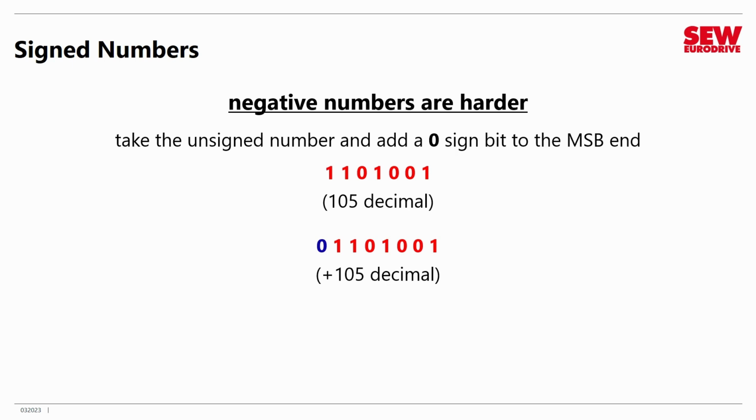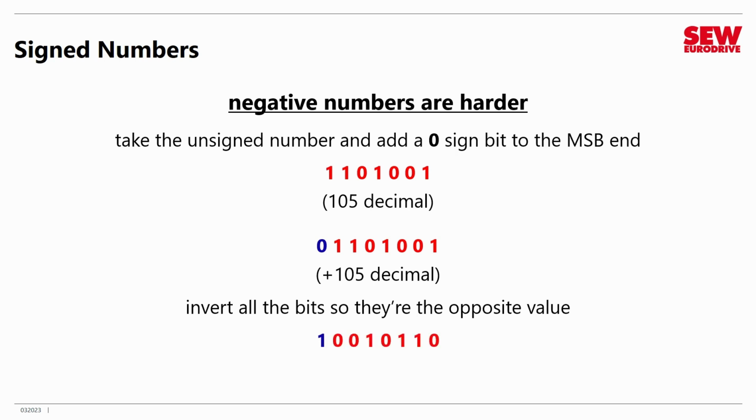Well, we do 2 steps. First of all, we invert, or just flip, all the bits so they're the opposite value. So if it's a 0, we make it a 1. If it's a 1, we make it a 0. So here's our number. We've just flipped the bits, and you also flip the sign bit, you notice, the blue bit there. So that's step 1.